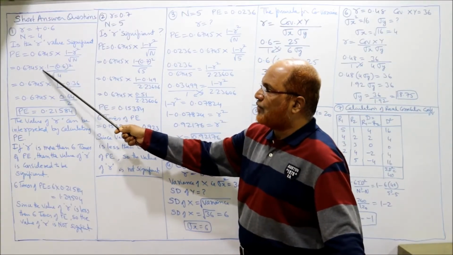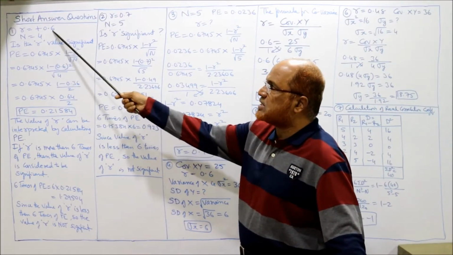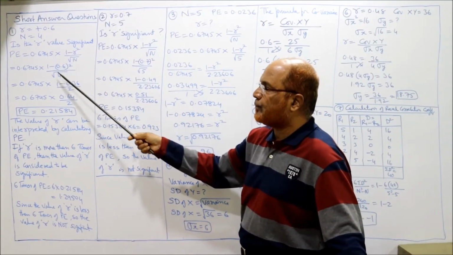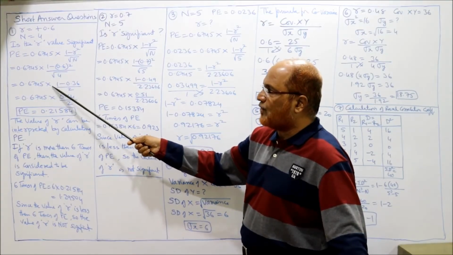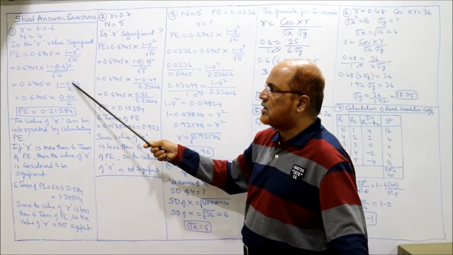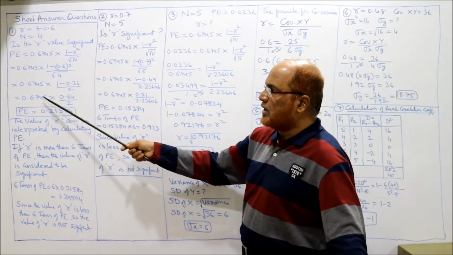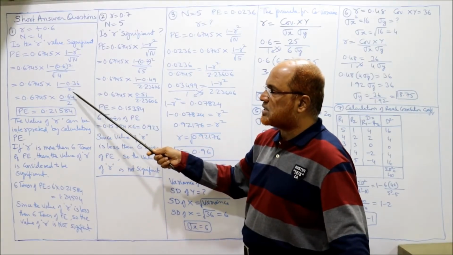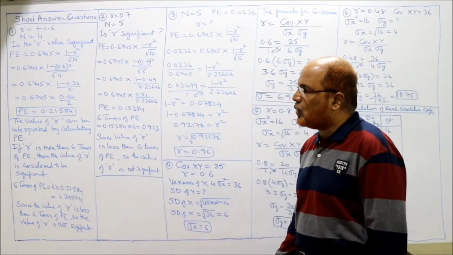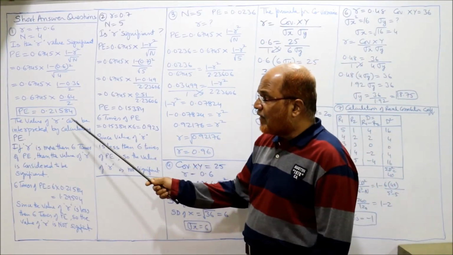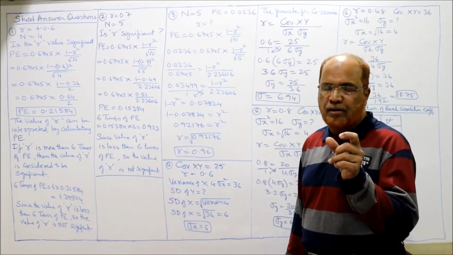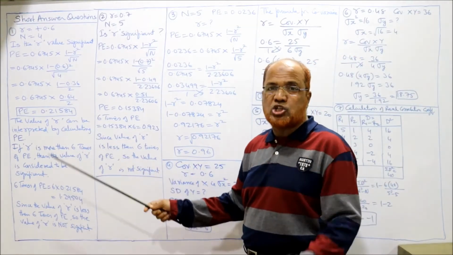So 0.6745 into 1 minus R square. How much is R given? 0.6. So 0.6 squared, divide by root N. N is 4. So 0.6745 into 1 minus 0.6 squared, 0.6 into 0.6 is 0.36. Root 4 is nothing but 2. So 0.6745 into 1 minus 0.36, which is 0.64, divided by 2. Ultimately, probable error we got 0.21584. The value of R can be interpreted by calculating PE. After finding the probable error, we will do the interpretation.